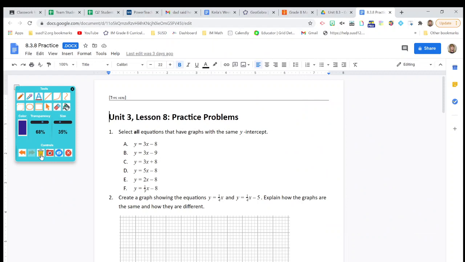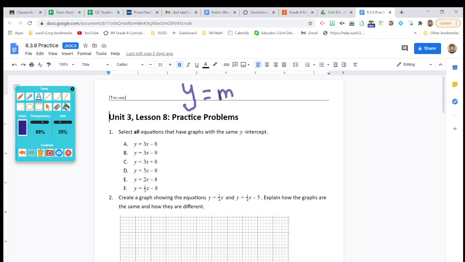Now we're doing the homework for Lesson 8. This is 8th grade math, Unit 3, Lesson 8, practice problems. Okay, number 1. Select all equations that have graphs with the same y-intercept. Here are the equations that we're looking at. And don't forget to have the equation of a line written somewhere in your notes next to you.